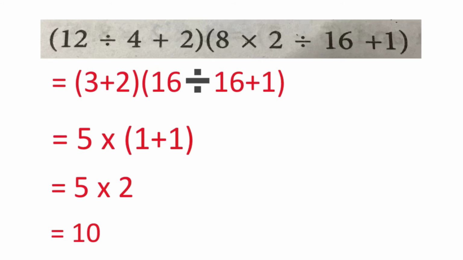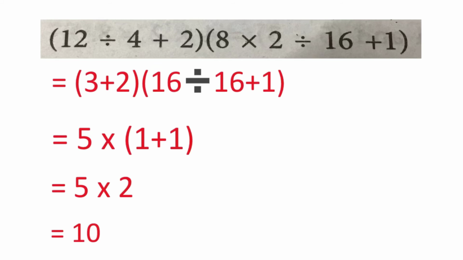Our multiplication is 8 into 2. What's the product? It's 16. For now, the second bracket will become 16 by 16 plus 1. On to the next line. Now we can do the 3 plus 2 from the first bracket, right? 3 plus 2 is 5.